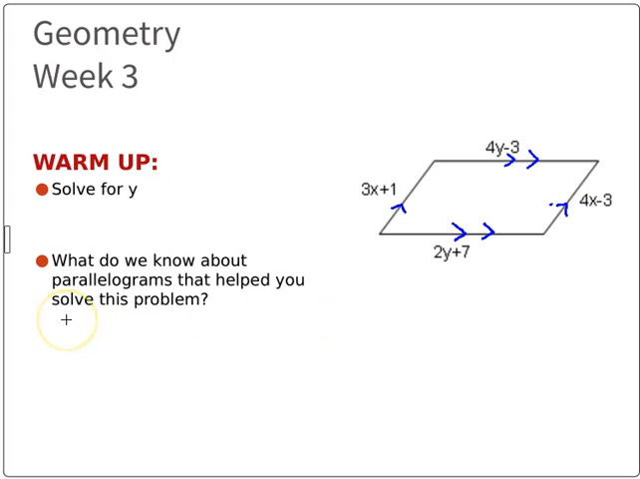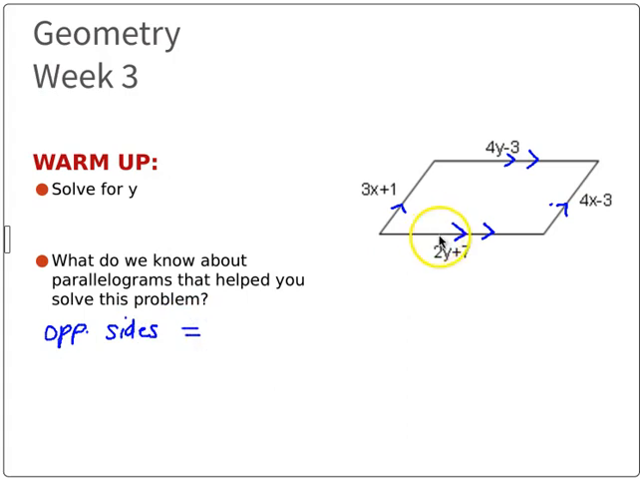All right, so what do we know about parallelograms that's going to help us solve this problem? We already talked about one of the things we know is that opposite sides will be parallel. That's not going to help us solve this problem. What else do we know about parallelograms? We know opposite sides are congruent. Opposite sides will have the same measurement. So opposite sides are going to be equal.